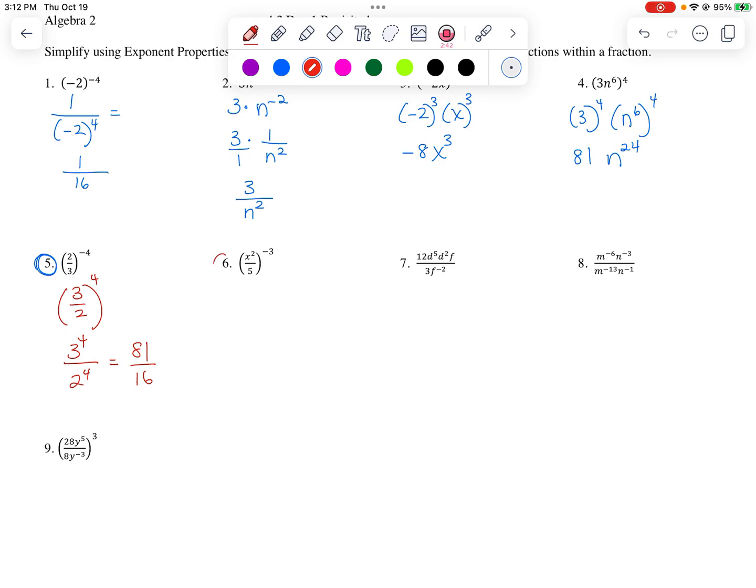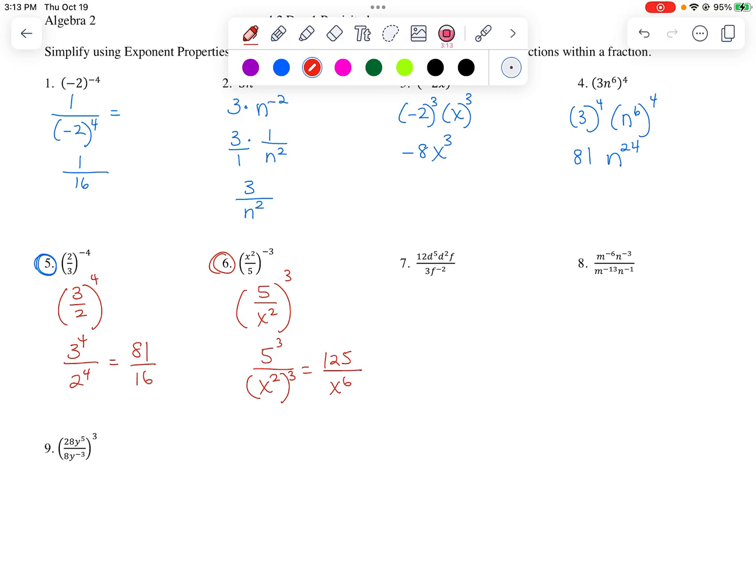In number 6, if I have a negative exponent, I can flip it, take the reciprocal, and cube it. So 5 to the 3rd over x squared to the 3rd. So that's 125 over x to the 6th. What's interesting about exponent properties is that there's oftentimes more than one way to do them. And as long as you're getting to the same final answer, it's okay.